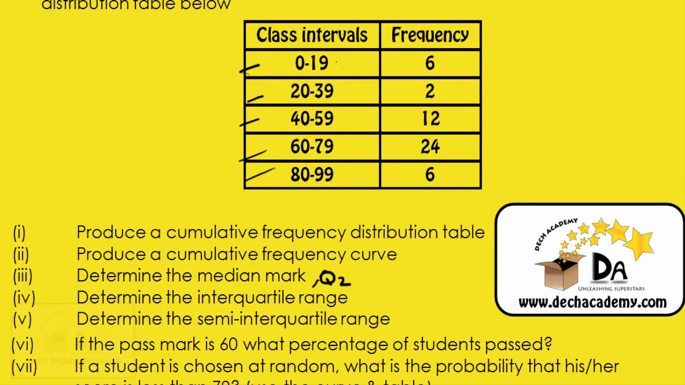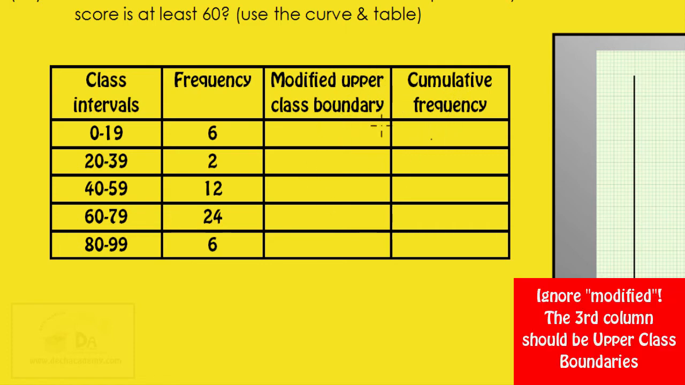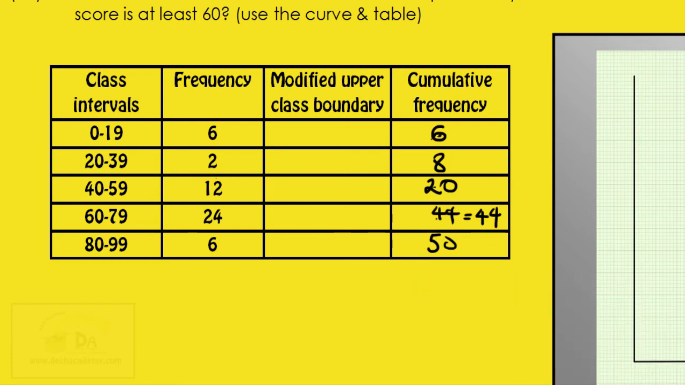Produce a cumulative frequency distribution table. So I have this table here, the same class intervals, the same frequencies. Because a cumulative frequency curve is going to be produced, I'm going to determine the upper class boundaries. Let's determine the cumulative frequency. At this stage, cumulative frequency is 6. The next one is given by 6 plus 2, which is 8. The next one is 8 plus 12, which is 20. Next one is 20 plus 24, which is 44. Next one is 44 plus 6, which is 50. So that's 44, by the way. So I could rewrite it. This is 44. And I should just get rid of this.